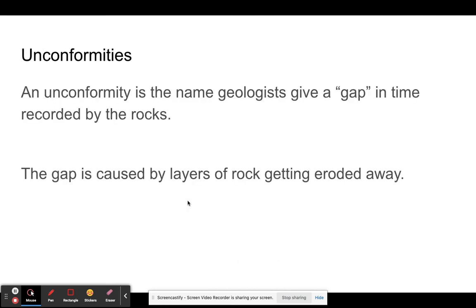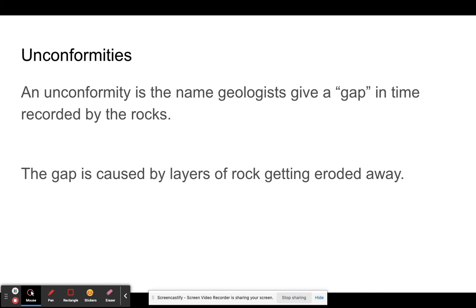All right, unconformities. You can get pretty complex with unconformities, but here's what I hope that you know. An unconformity is the name that geologists give a gap in the time record. So imagine a history book is being recorded, and it started, let's say, 1,000 years ago. And someone's been keeping this record every year of all the big historical events that happen in each year for the last 1,000 years.